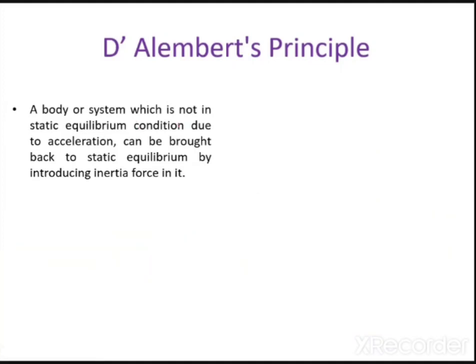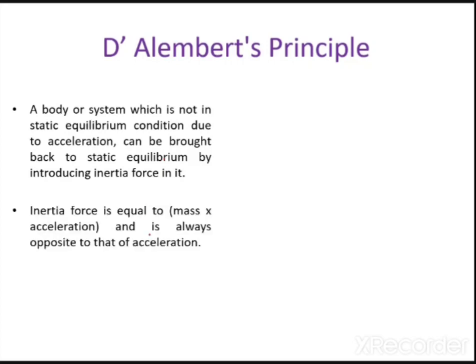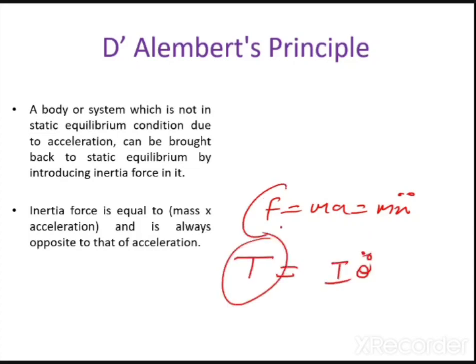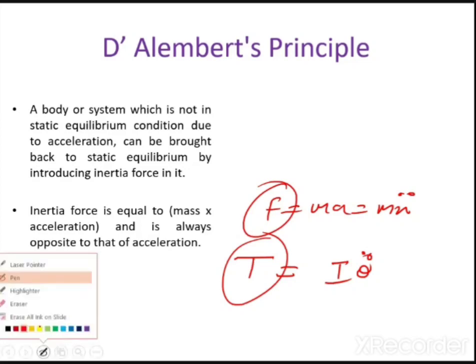A body or a system which is not in a static equilibrium condition due to the acceleration can be brought back to the static equilibrium by introducing an inertia force to it. Normally he says introducing, but obviously the inertia force will get into action. Inertia force is always equal to mass times acceleration, that is m into x double dot, and inertia torque T is equal to I into theta double dot for a torsional system or linear system. I hope it is clear.